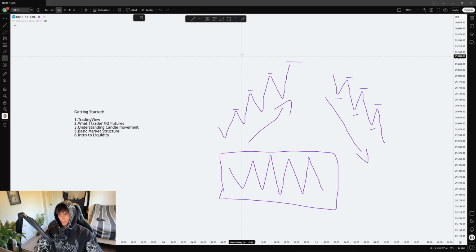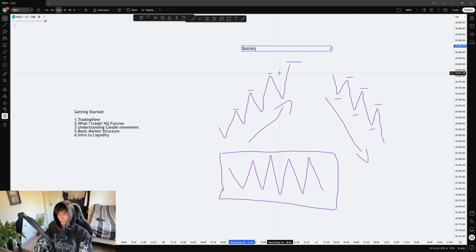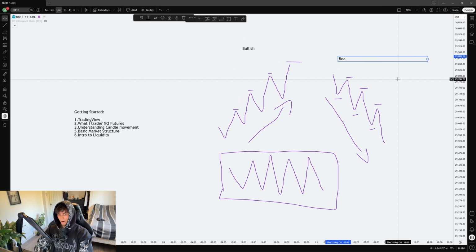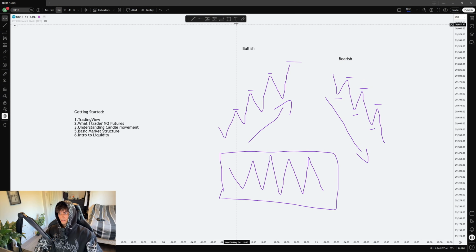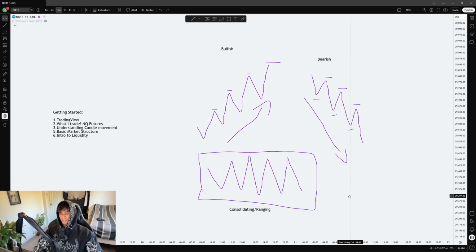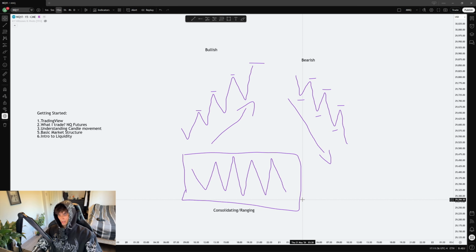So this right here is going to be a bullish market. This right here is going to be a bearish market. And then this is consolidating or ranging, whatever you want to call it. Now, if you were to look at this, which one would you rather trade? Obviously, you want to be going in the direction of wherever the market is going. So if it's a bullish market, you want to catch a continuation and be in line with that movement that's clear and already happening, right?